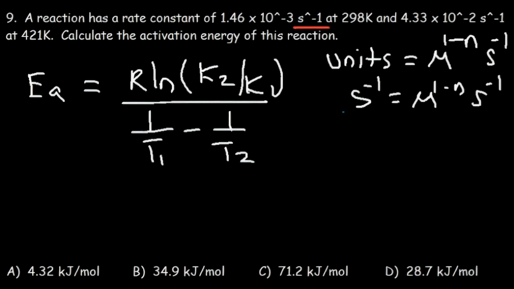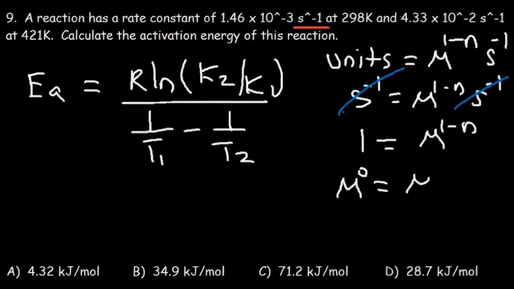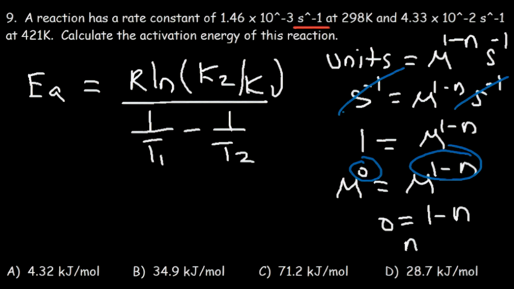Notice that these two are the same, which means that if we divide both sides by s, we should get 1 is equal to M to the 1 minus n. And anything to the 0 power is 1, so 1 is the same as M to the 0. Since the bases are the same, the exponents must be equal. So if you solve for n, you'll get n is 1. So anytime it's just s to the minus 1 without any molarity units, it's going to be a first order reaction. So those are some things to know. You can find the order of the reaction based on the units alone.